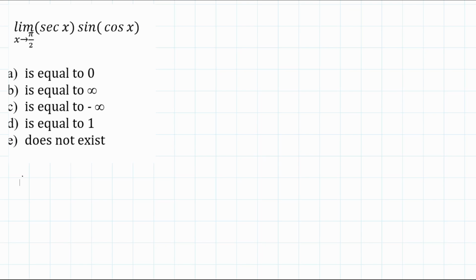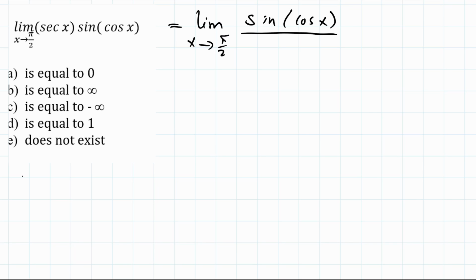Okay, this is a quick one. It's the limit of secant x multiplied by sine of cosine x as x goes to pi over 2. If you rearrange this expression as sine of the argument, which is cosine x, divided by secant x goes in the denominator as cosine x. So you have a feeling that this looks like a sine of w over w because the argument is cosine x. But if you directly substitute in here, you get a cosine of pi over 2, which is 0.